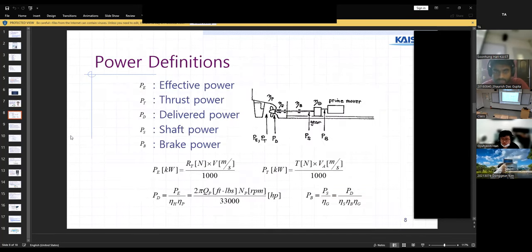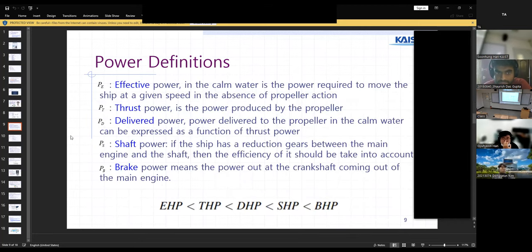Now, talking about the power definitions, in terms of ship engines and shipbuilding, there are mainly five power definitions that are used, namely effective power, thrust power, delivered power, shaft power, and brake power. The formulas for each of them are on the screen, and you can refer to them later through the slides.